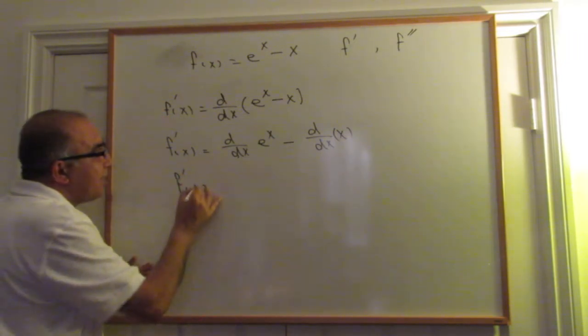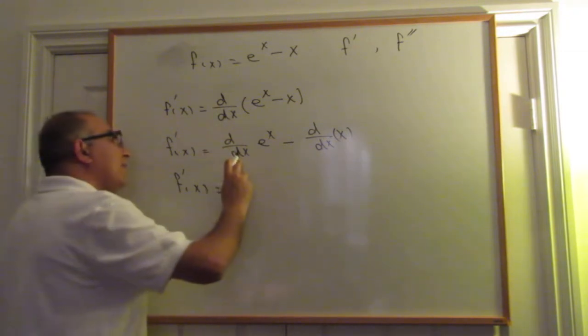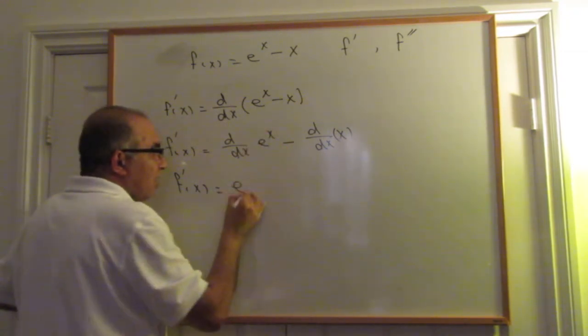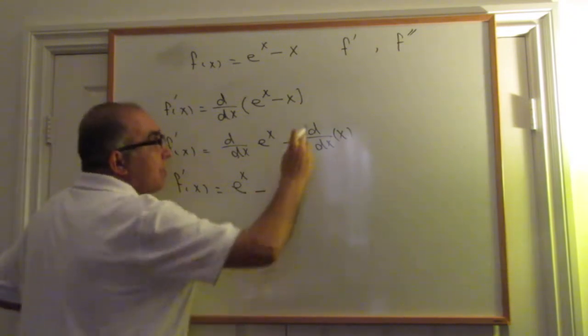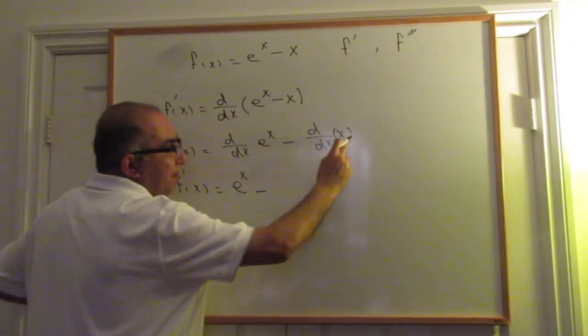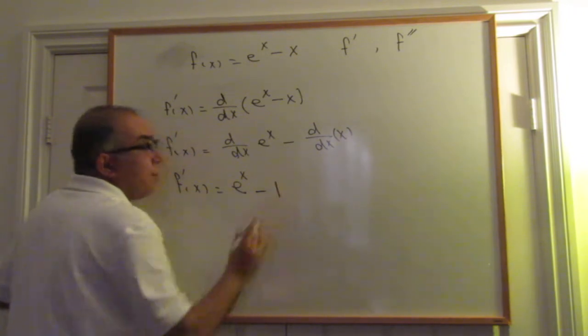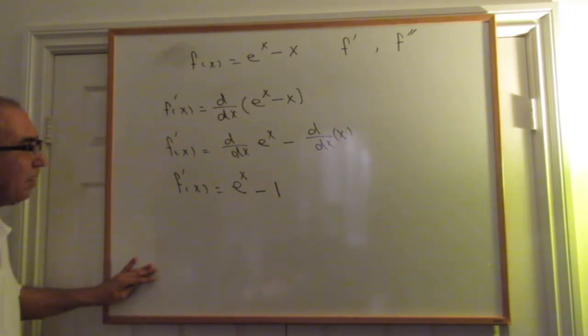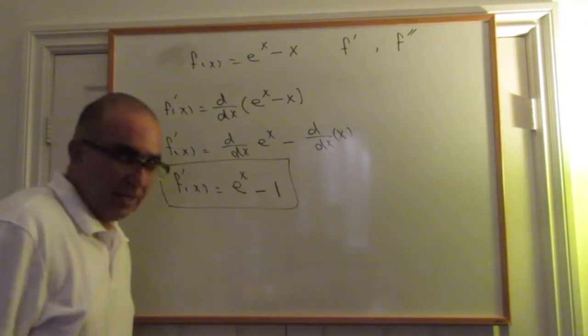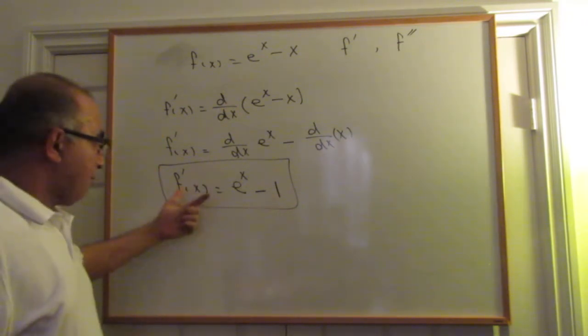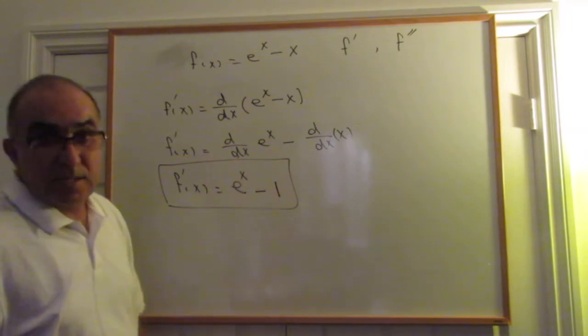F prime x equals d over dx of e to the x, which is always e to the x, minus the derivative of x, which is always 1. This is the first part of the problem, where they ask you to find the first derivative of the function. F prime x is e to the x minus 1.